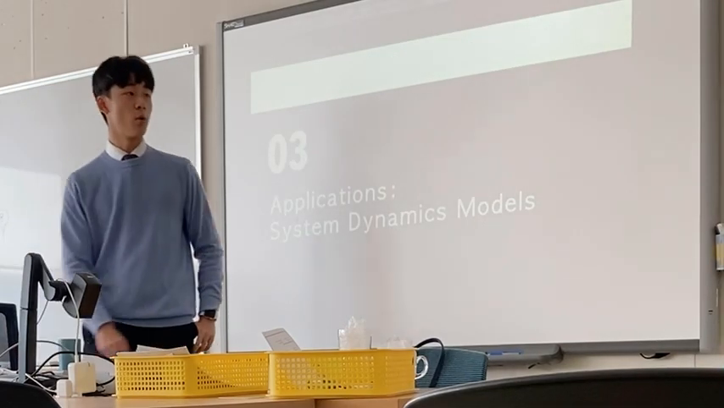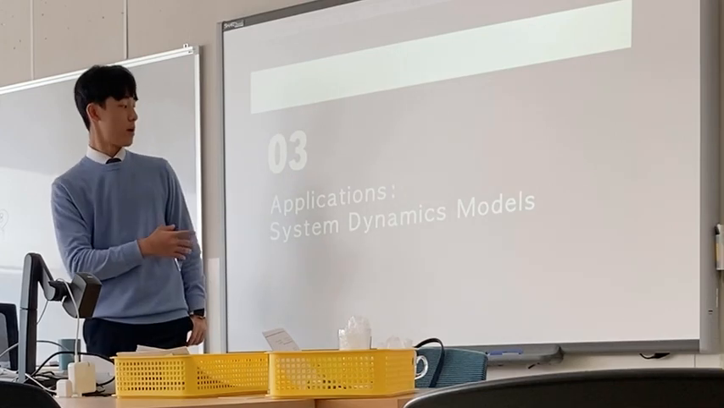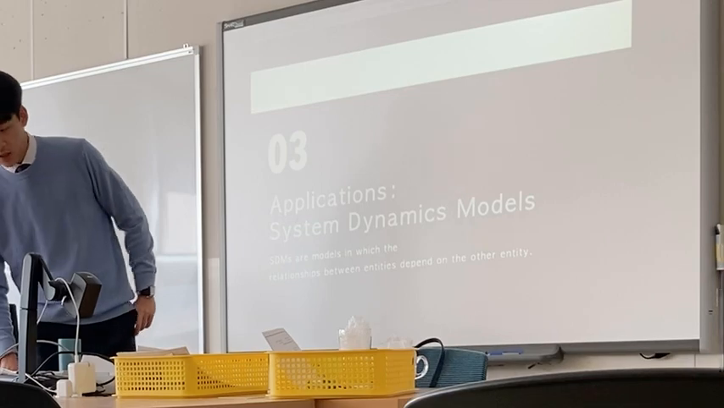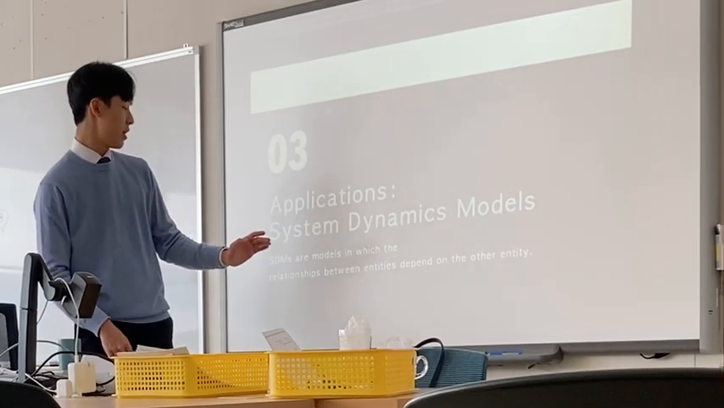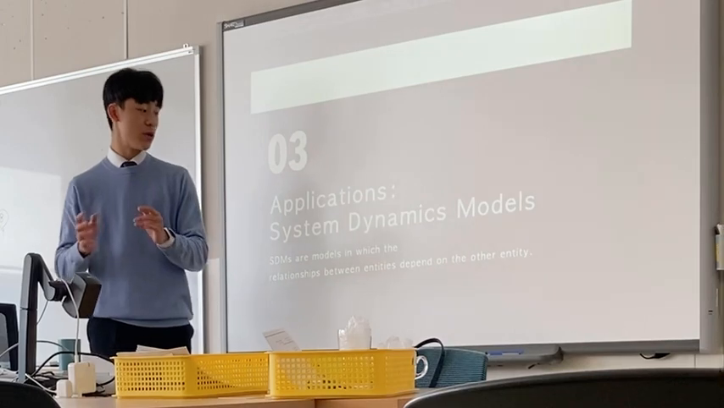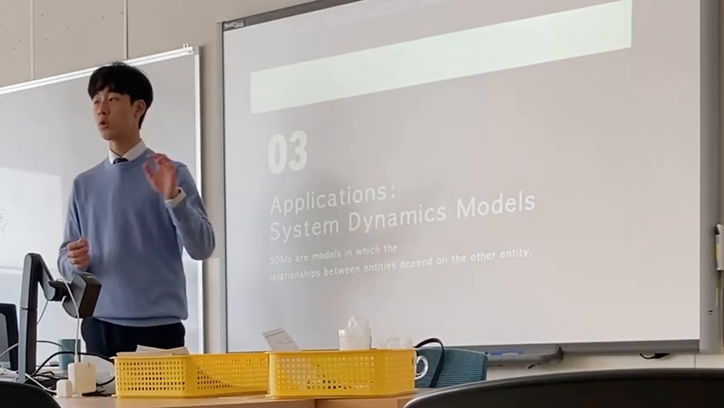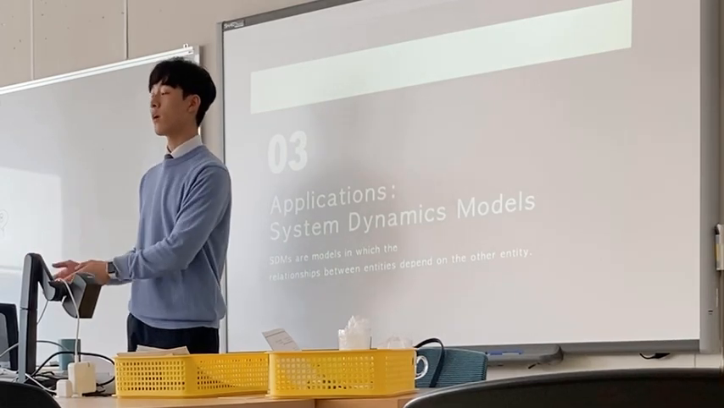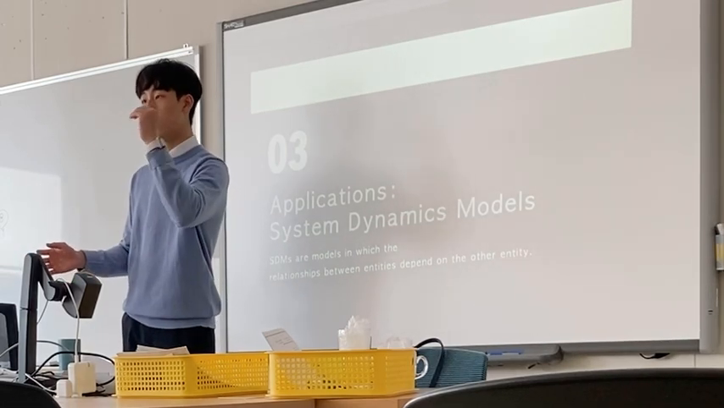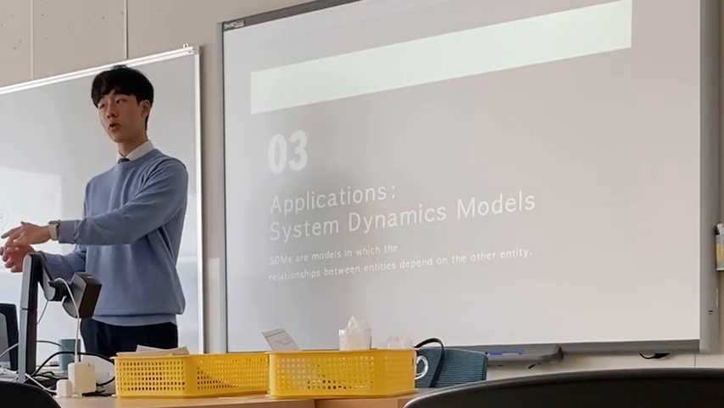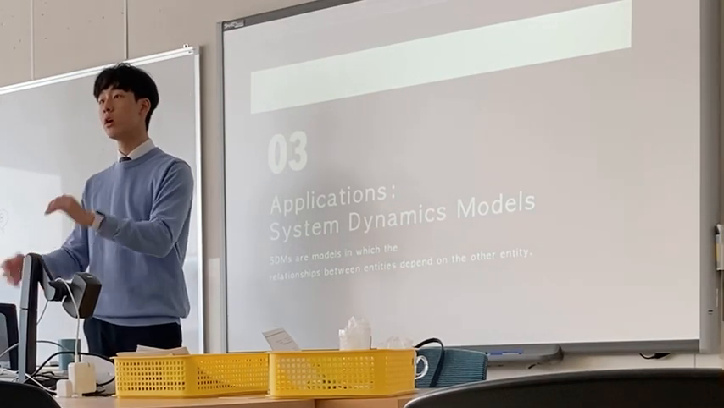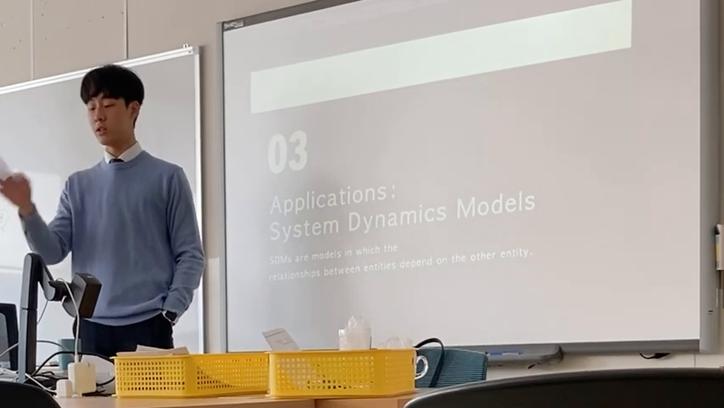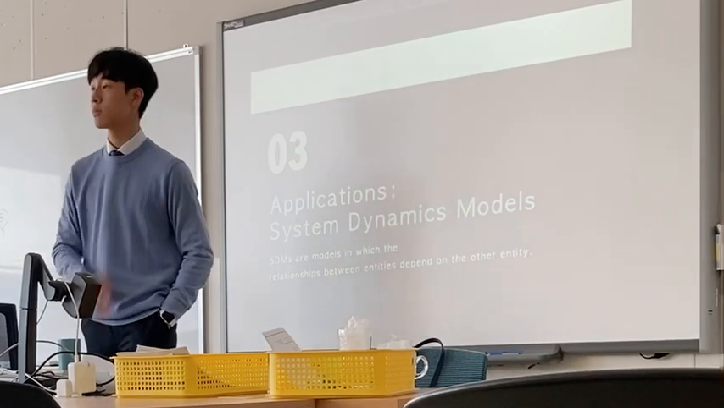So finally, a bit more fun mathsy stuff. Applications into system dynamics models. So system dynamics models are basically models in which the relationships between the entities depend on one another. So let's take the example of a moose population and a grass population. If you have more grass, the moose population would increase. Well, if the moose population increases, they would eat more grass, and the grass population would then decrease. So there's this continuous cycle that affects the variables and entities of each other, and those are basically called system dynamics models.